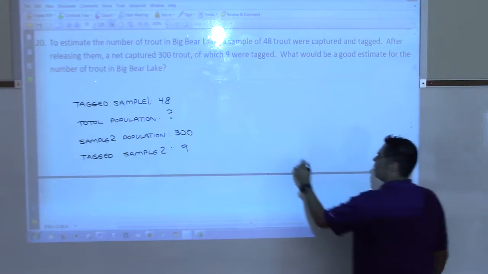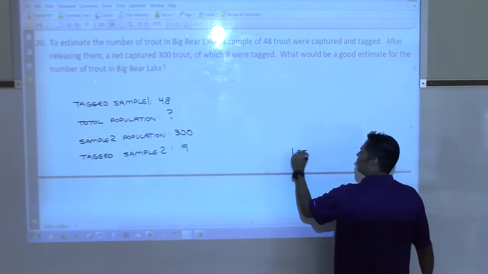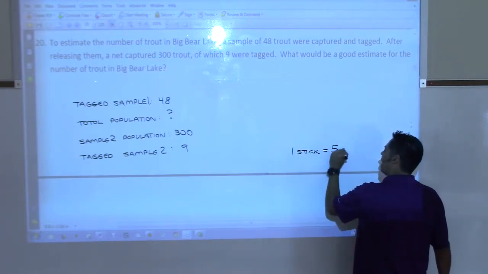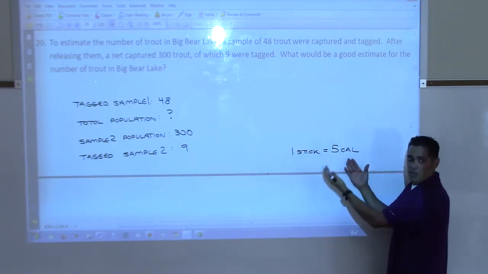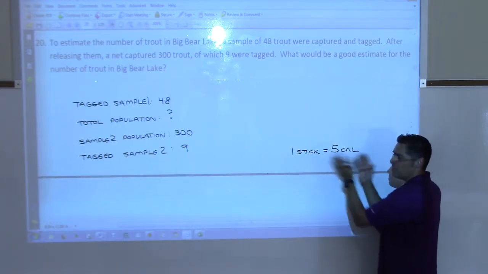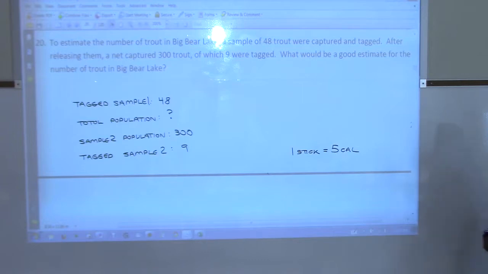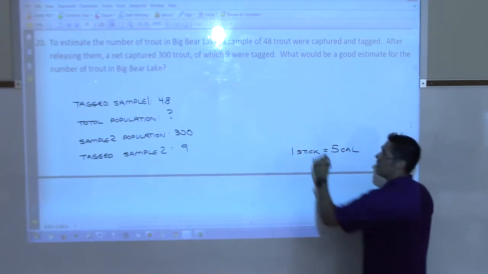48 over 1. Y'all keep giving me a fraction. Hold on. Remember how we wrote one stick equals 5 calories? This is not a fraction yet, right? You can create two fractions from this. I want this first. 300 equals 9. Yeah. Okay, so let's think about that.